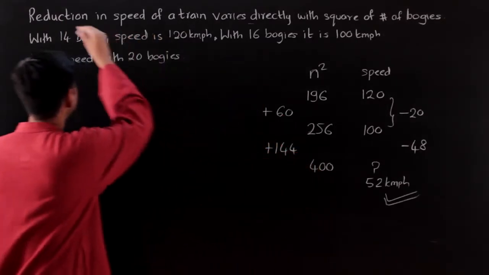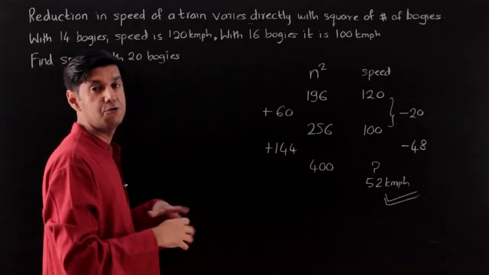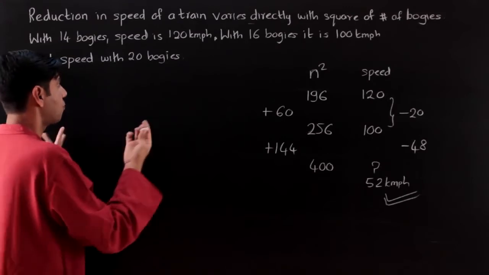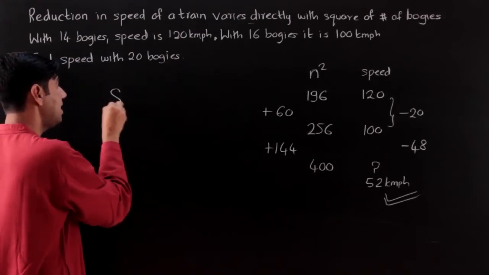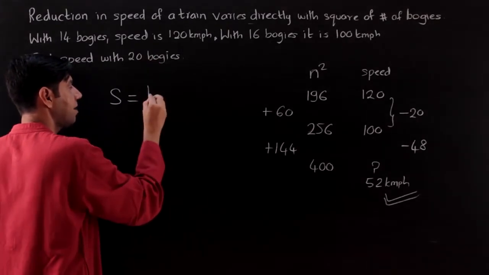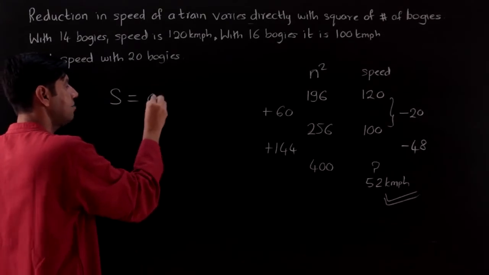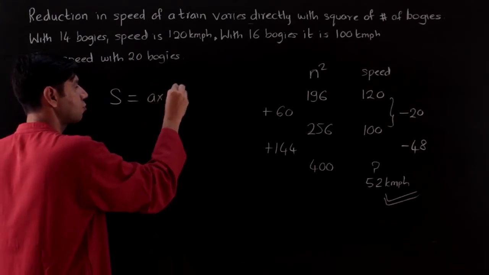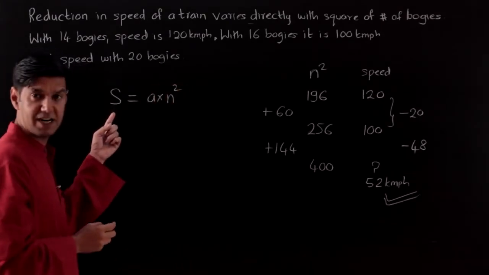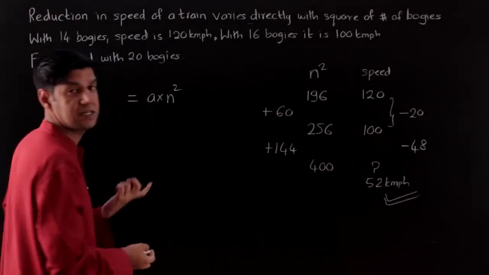If you notice here, it's saying the reduction in speed. So the speed has reduced when there are some number of bogies. So is the reduction in speed equal to some constant, let's say a times the square of the number of bogies? Is it given as a speed? Not really. It is a reduction in speed. So where do I measure this reduction?